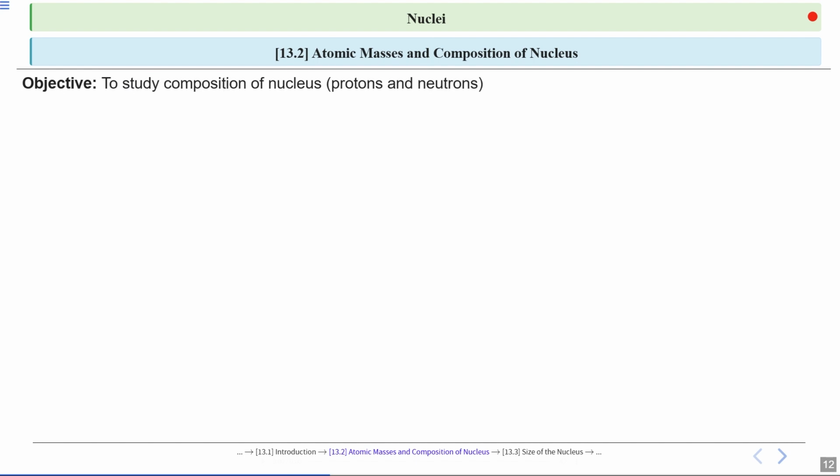Now we are starting our study of the nucleus, focusing on what it's made of, protons and neutrons. Our main objective is to understand the basic composition of the nucleus, which is at the heart of every atom.